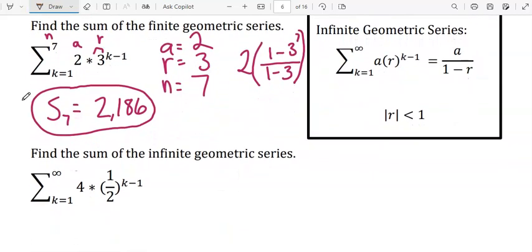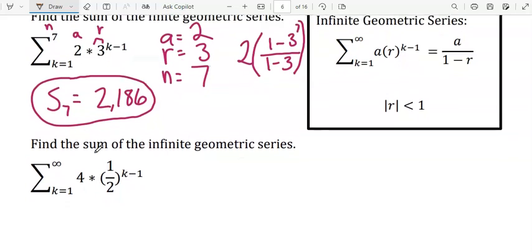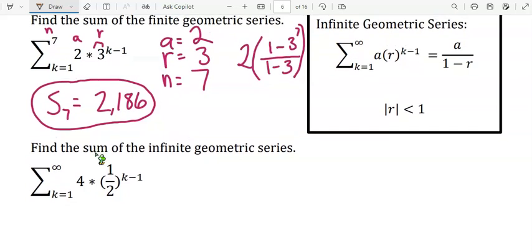The next one is an infinite geometric series. We have the summation from k equals 1 to infinity of 4 times 1/2 to the k minus 1 power. Our formula is A over 1 minus R, and the absolute value of R has to be less than 1. R is less than 1 here, it's 1/2. If it wasn't less than 1, it would diverge and you wouldn't be able to find a specific number answer.